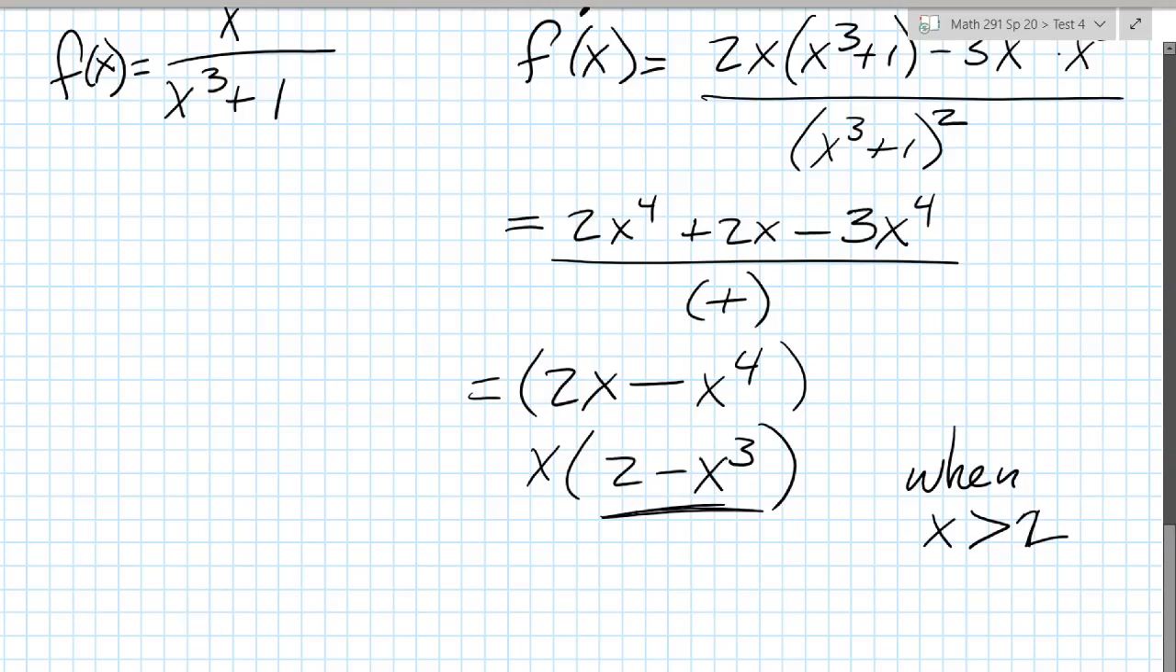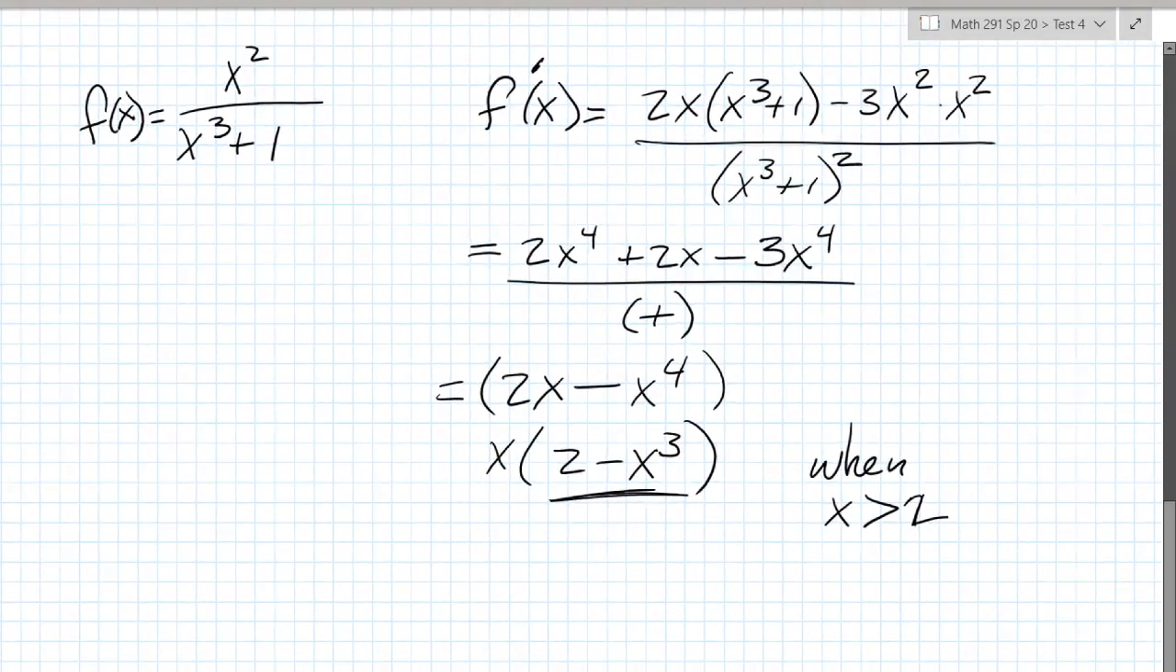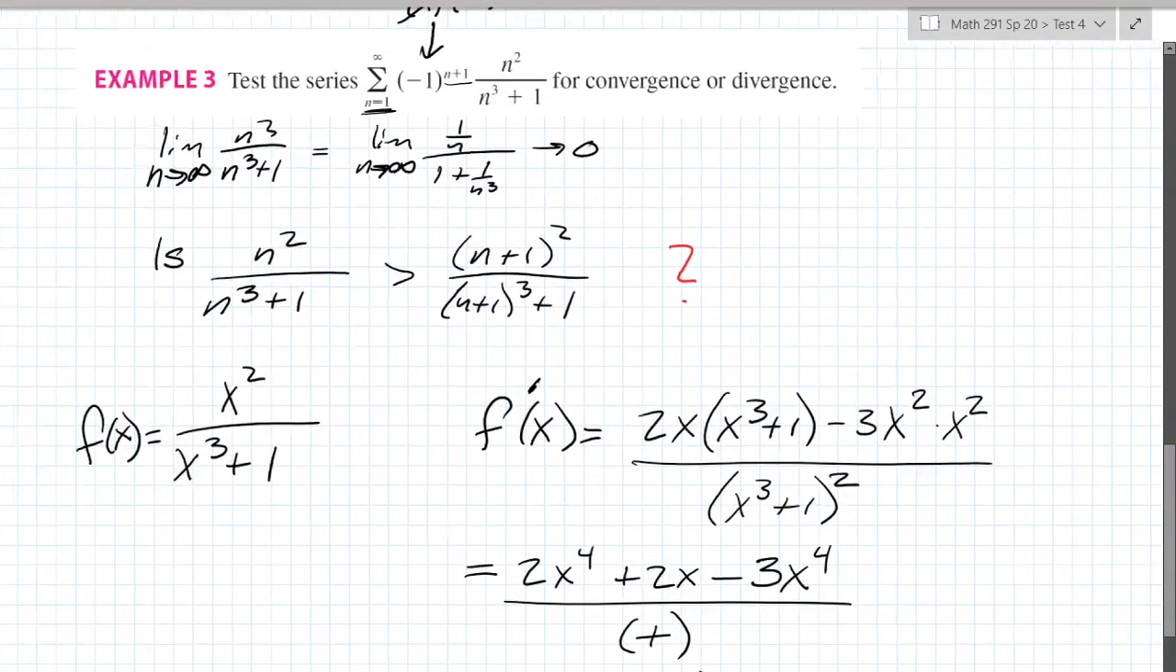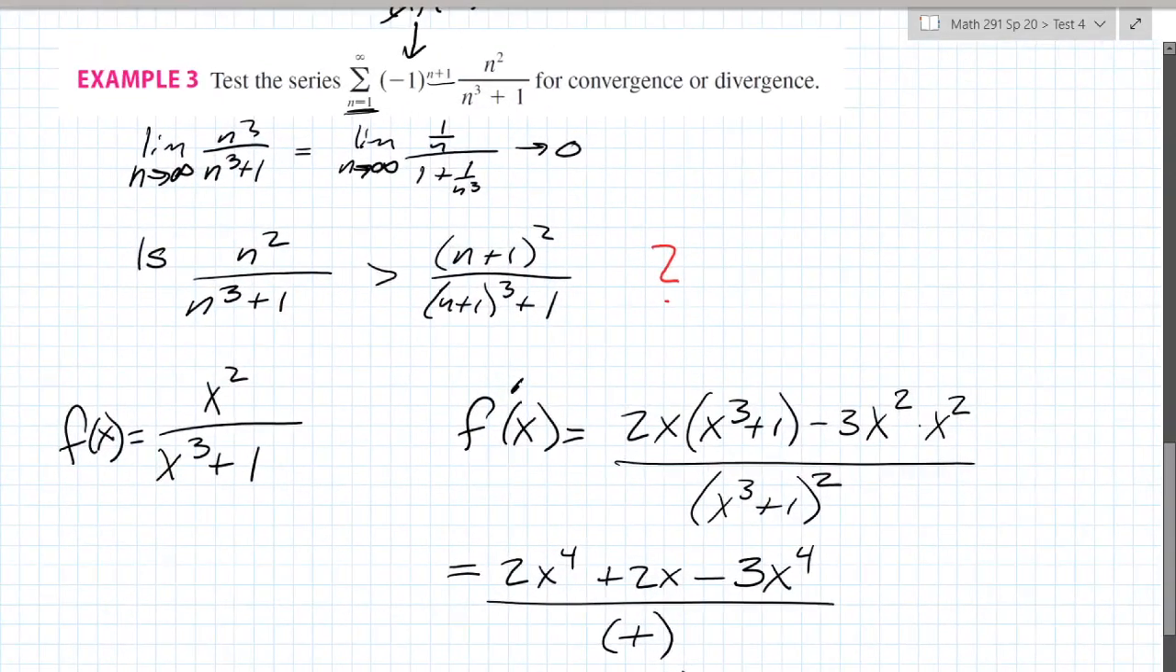So we can determine that the sequence is negative. I'm sorry, the derivative is negative. So our function is decreasing. That is, our b sub n is decreasing. The limit is approaching 0, and so by the alternating series test, this is convergent.